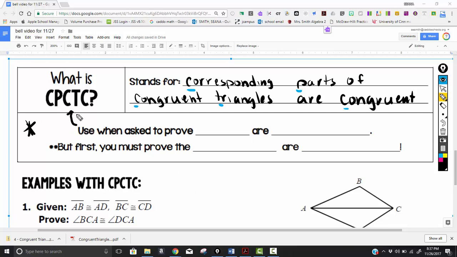When do we use CPCTC? We use it when asked to prove parts are congruent. And I'm going to make a side note over here. That means you're trying to prove that angles or sides are congruent. Okay, angles or sides. But first, you must prove the triangles are congruent.